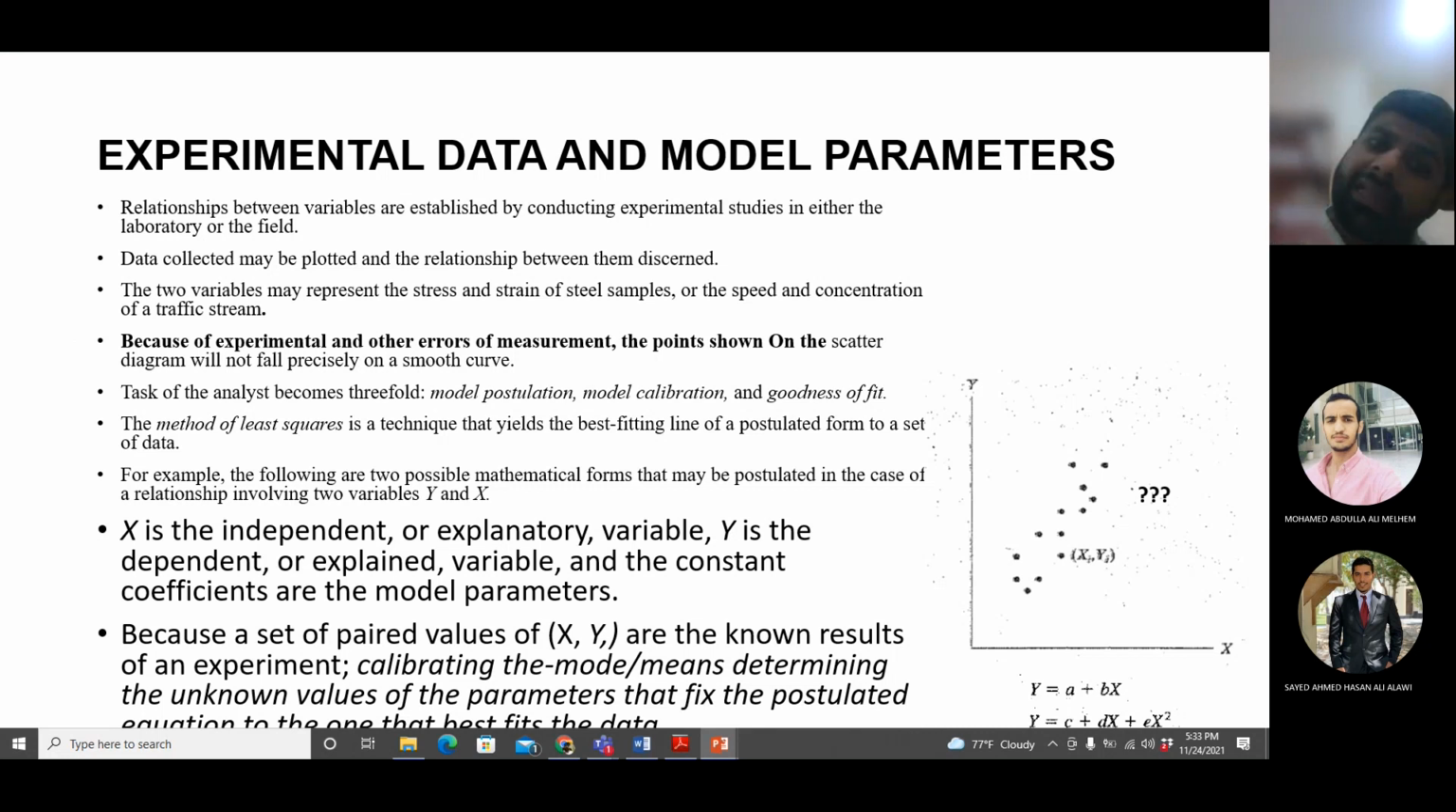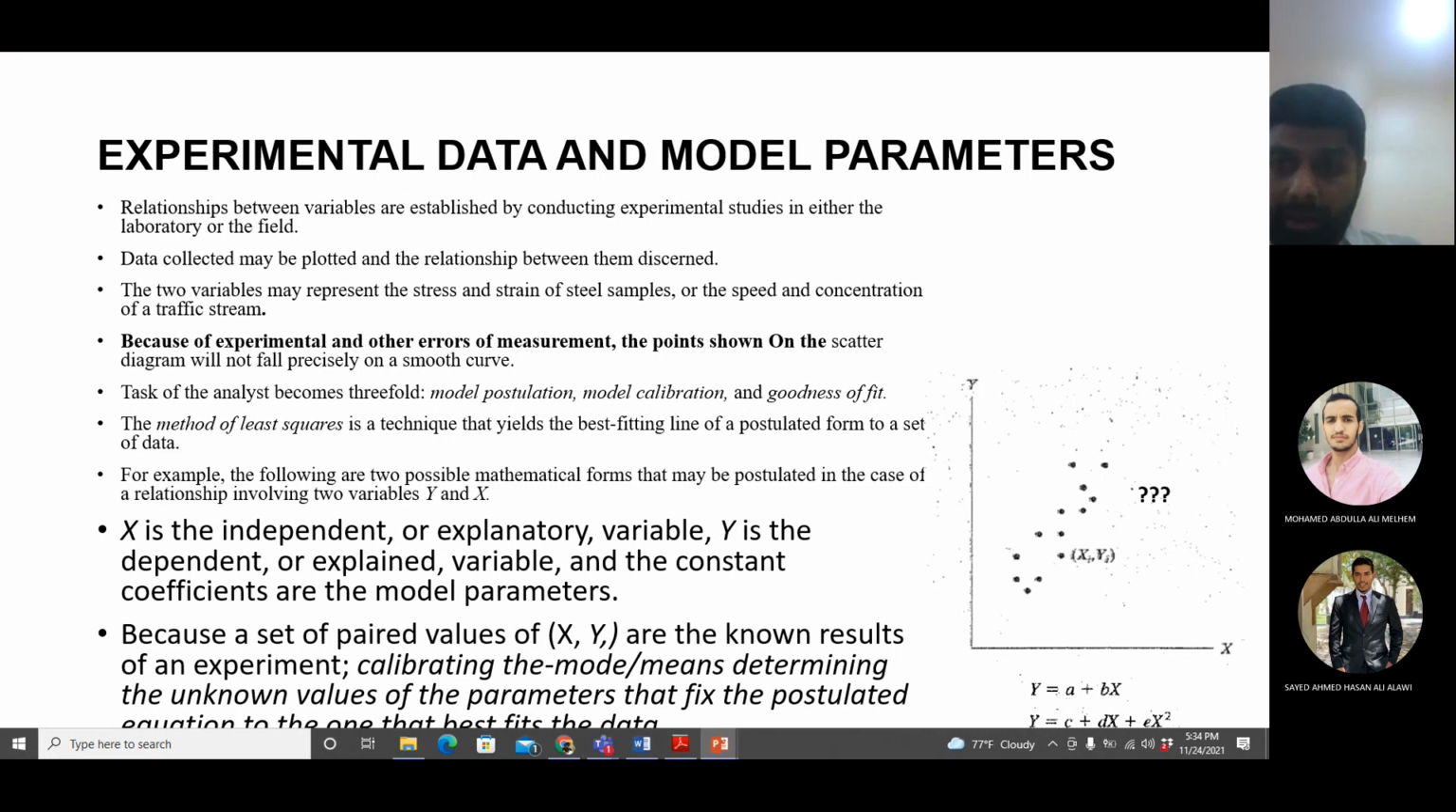Then you collect this data and you plot it so that you can see the relationships in front of you. The two variables which can affect each other can be stress and strain of steel samples, so stress affects the strain, or it can be the speed and concentration of traffic flow. The density or concentration of vehicles affects the speed of the vehicles. So you observe both things, then you plot them and see how they are affecting each other.